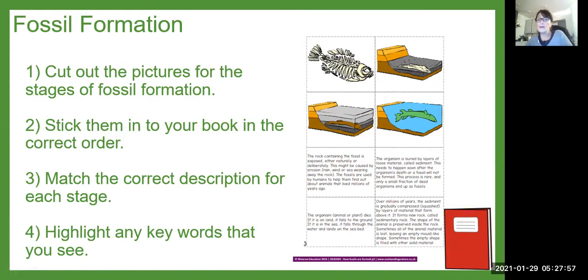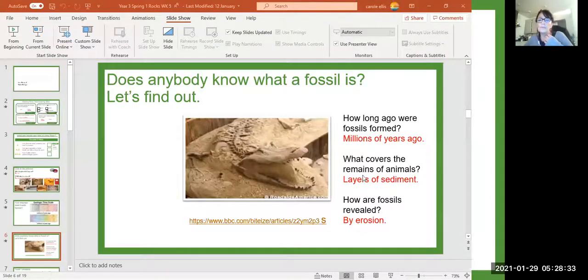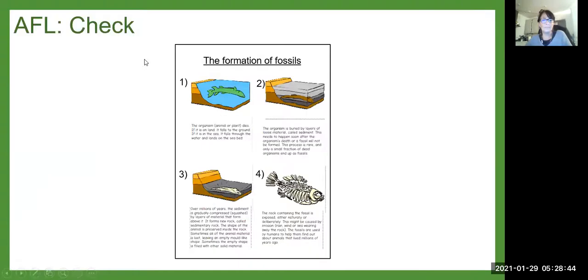Remember our key vocabulary, which is remains, fossils, and paleontologists. Okay, let's carry on. Right, there's your answers, and you can check by pausing the video once you've done the activity.